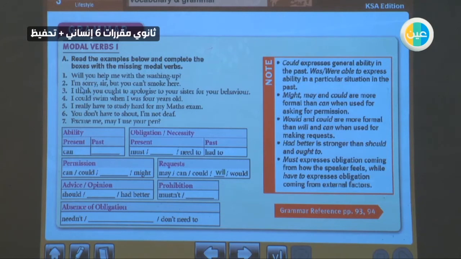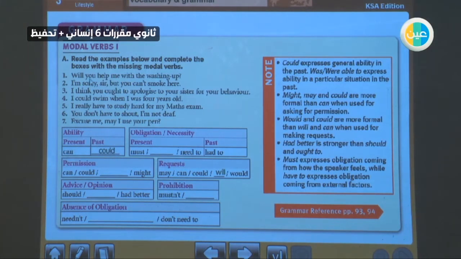Sentence number 2. I am sorry, sir, but you can't smoke here. You can't smoke here. What do we mean by can here? Are you able to smoke here? No, you are not able. So it expresses ability. Can, can't, ability. The past is could.